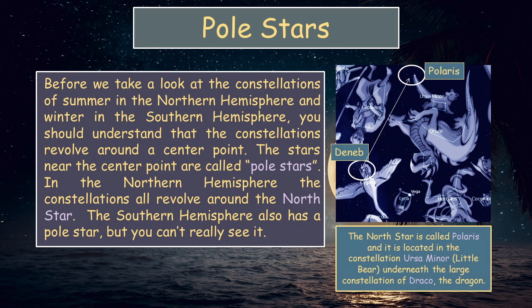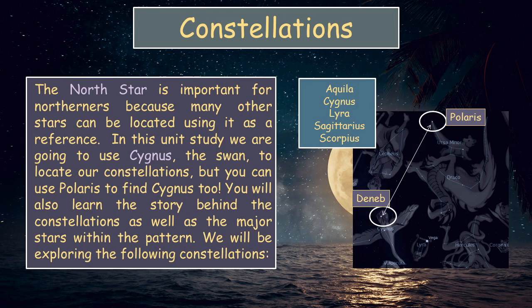Before we take a look at the constellations of summer in the northern hemisphere and winter in the southern hemisphere, you should understand that the constellations revolve around a center point. The stars near the center point are called pole stars. In the northern hemisphere, the constellations all revolve around the North Star. The southern hemisphere also has a pole star, but you can't really see it. The North Star is called Polaris and is located in the constellation Ursa Minor, or the Little Bear, underneath the large constellation of Draco, the dragon. The North Star is important for northerners because many other stars can be located using it as a reference.